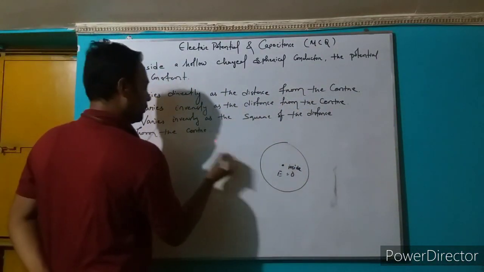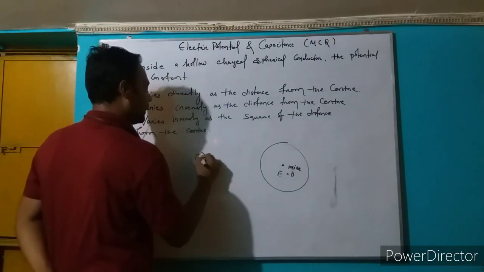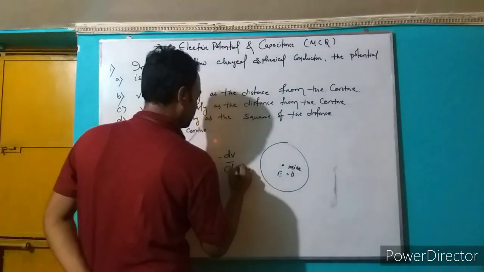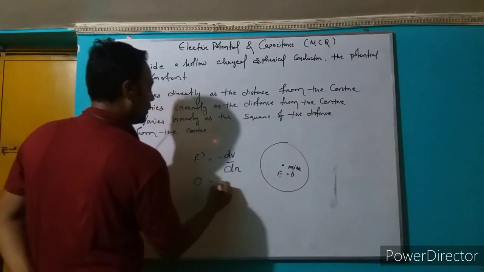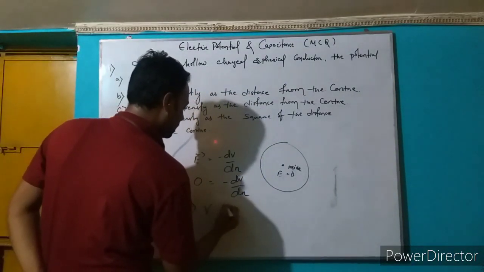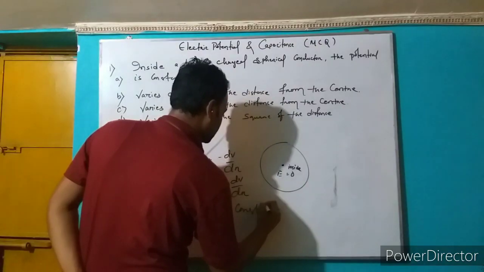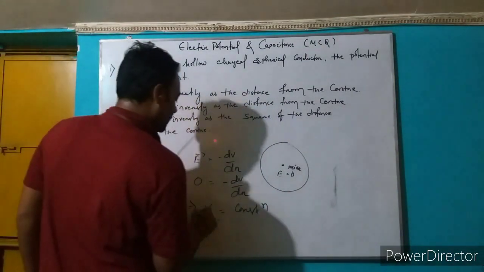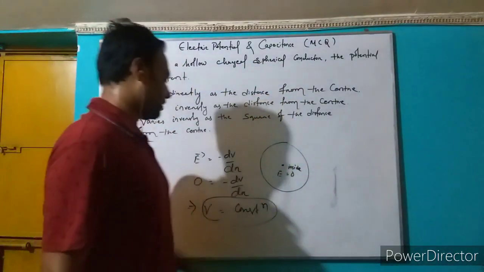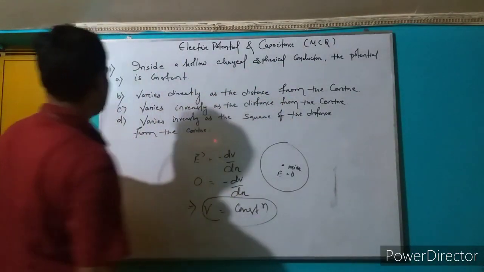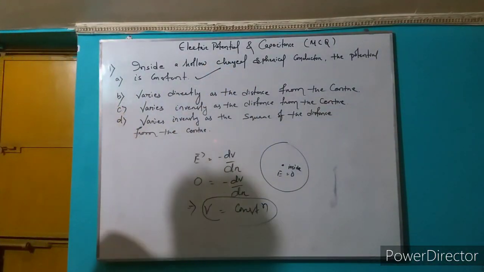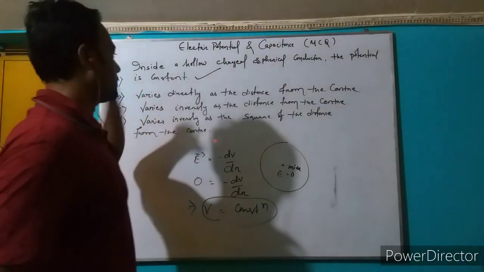So, as we know, the relation between electric field intensity and potential, that means electric field E equals minus dV by dr. So, electric field intensity is 0, which is equal to minus dV by dr. That implies V equals constant. So, inside the hollow charged spherical conductor, the potential is constant. So, my first option is correct.